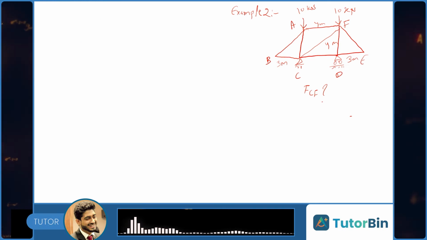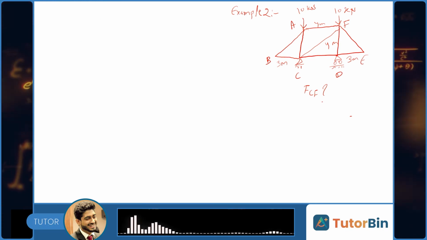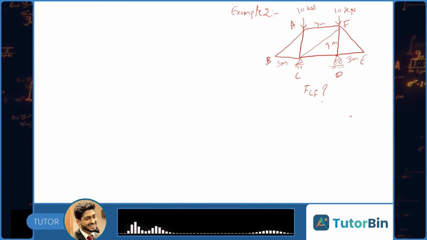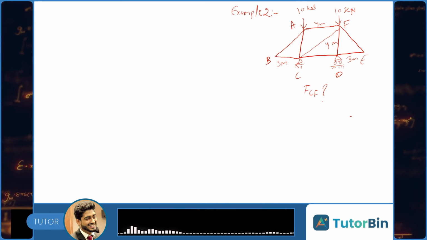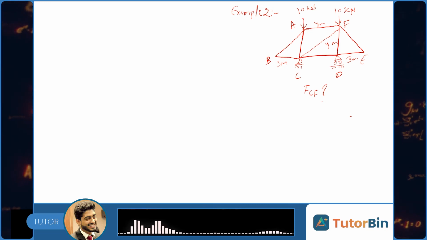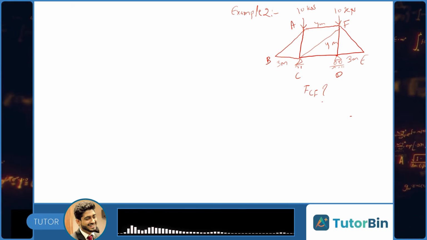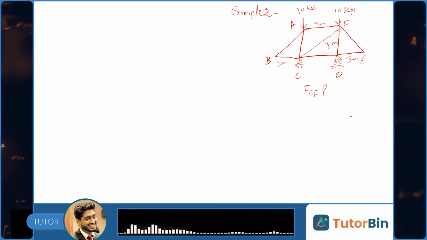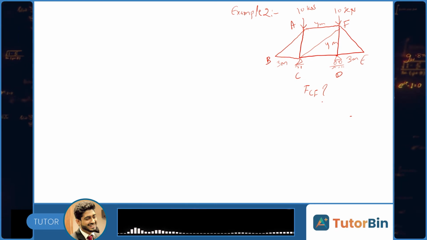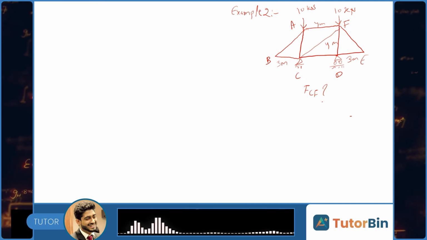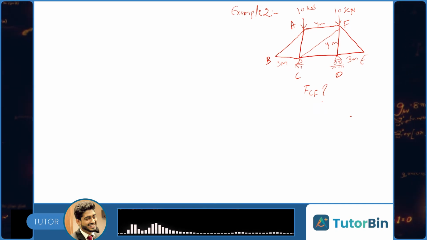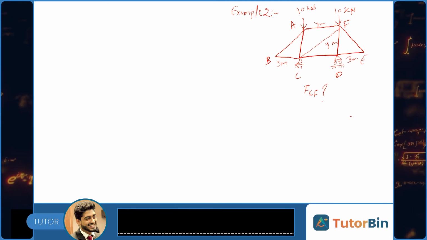Taking this example 2 by method of sections, the given truss is A, B, C, D, E, F, and we need to find force FCF by method of sections. In first step, we need to calculate reactions of supports that we can calculate as we did in method of joints. But here it's a symmetrical structure and loading is also symmetrical. So these two vertical reactions will be same, that is VC and VD will be same.